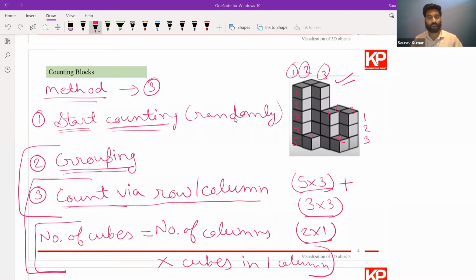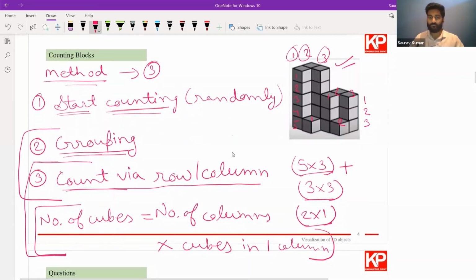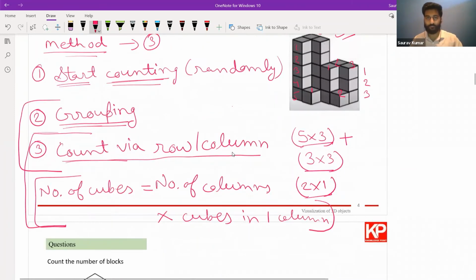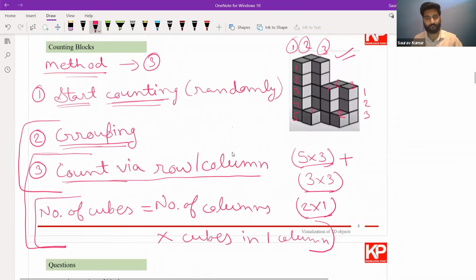So with this understanding till now, we have looked at the importance of these blocks, what kind of things could be given in the question and how to solve them. Only this much of the concept was there in counting blocks. So after this, we can just simply start solving the questions.